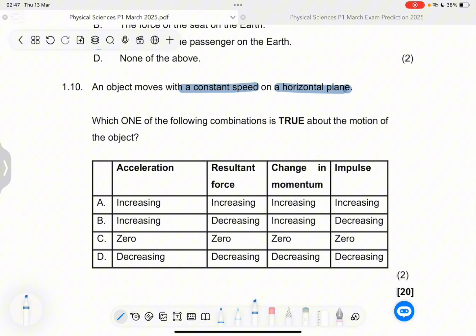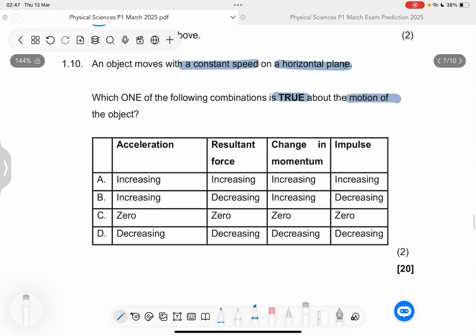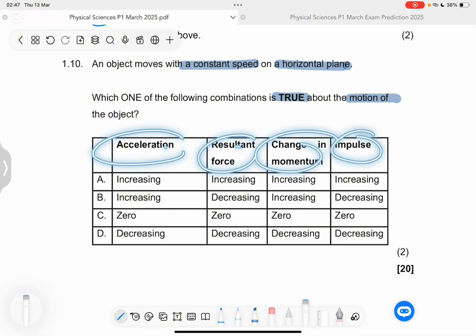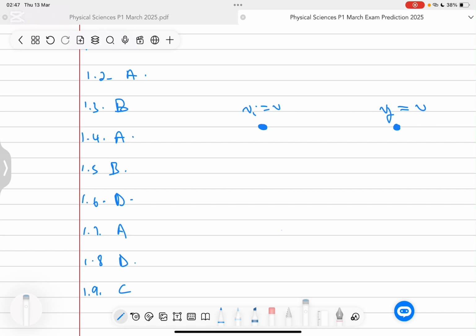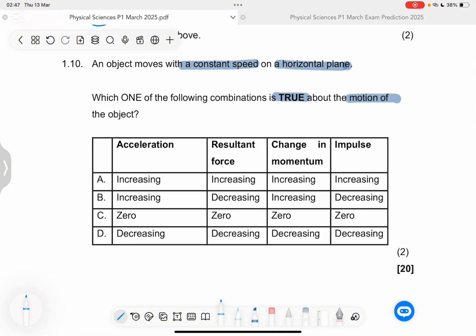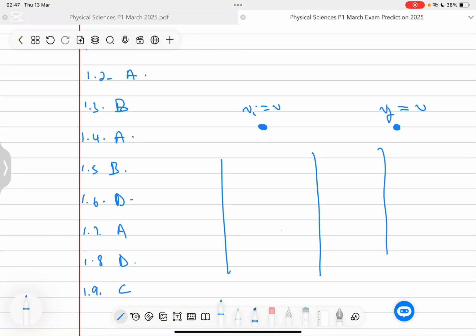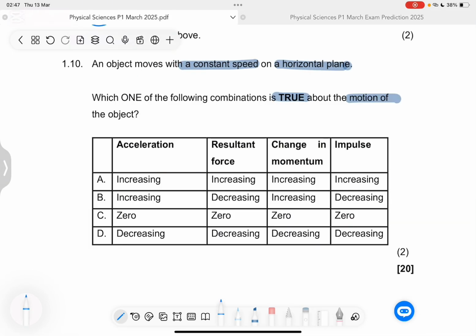Now they say here, which one of the following combinations is true about the motion of the object? The combinations that we have are the acceleration, the net force, the change in momentum, and the impulse. I think to answer this question, I'll look at all of these. I'll start first by looking at the acceleration, followed by the resultant force, followed by the change in momentum, and lastly, on this side, we will have our impulse.